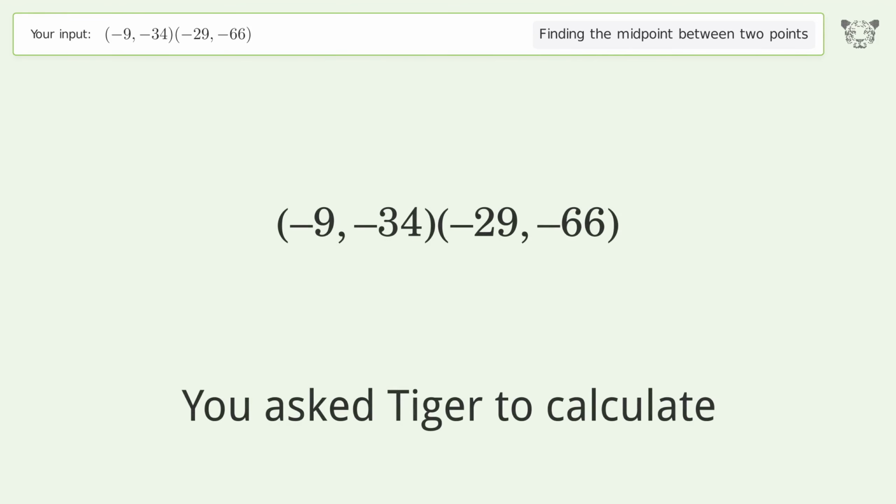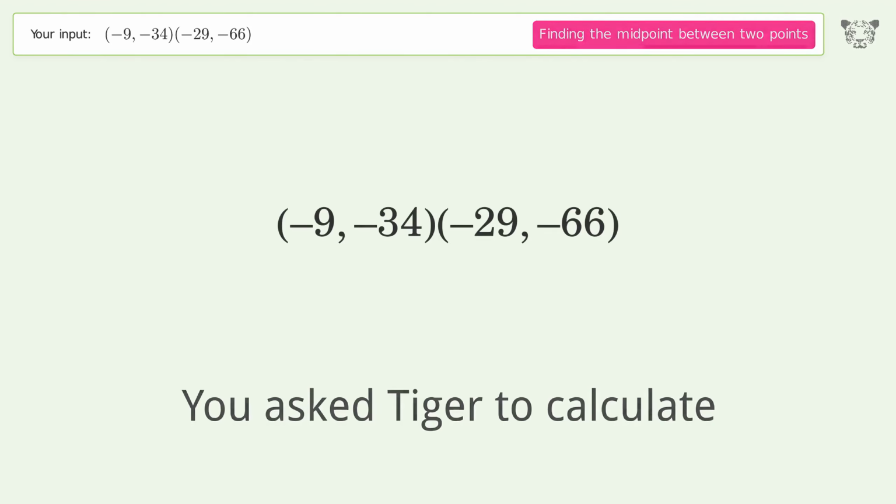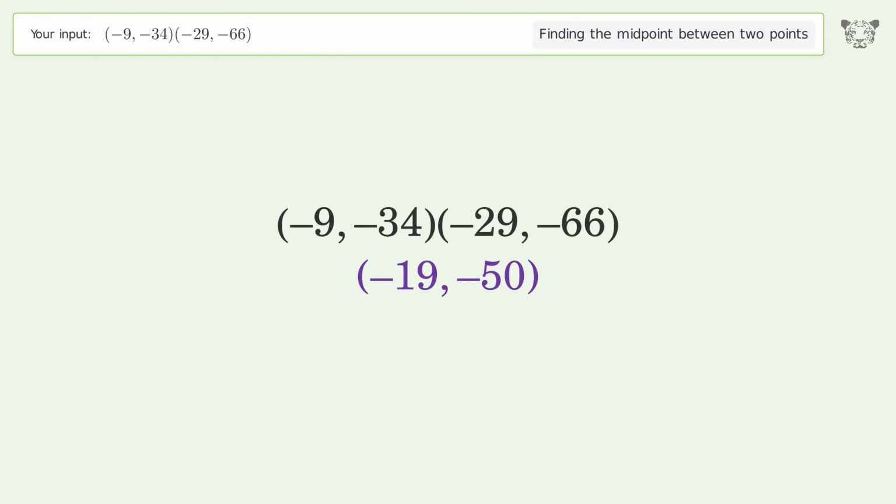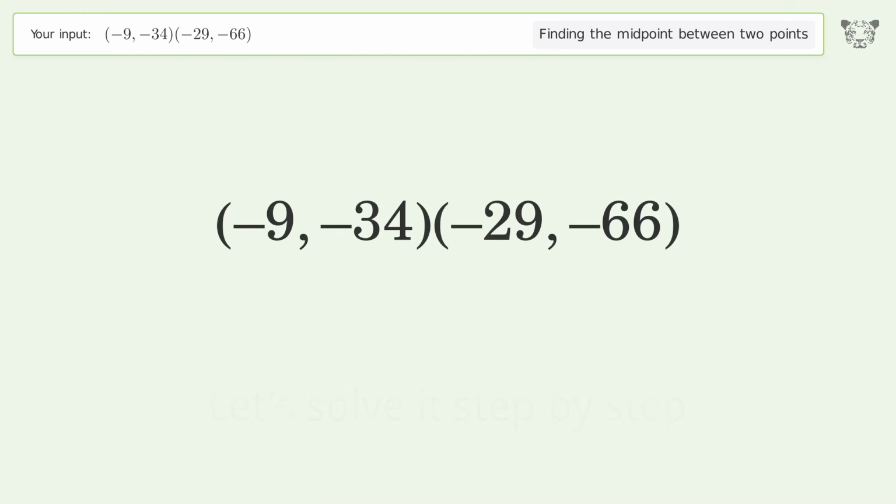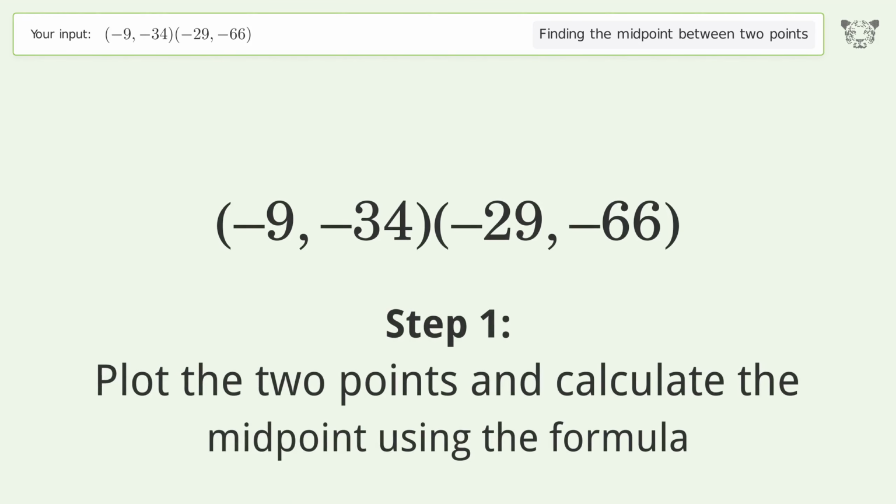You ask Tiger to calculate. This deals with finding the midpoint between 2 points. The midpoint between the 2 points is -19, -50. Let's solve it step by step. Plot the 2 points and calculate the midpoint using the formula.